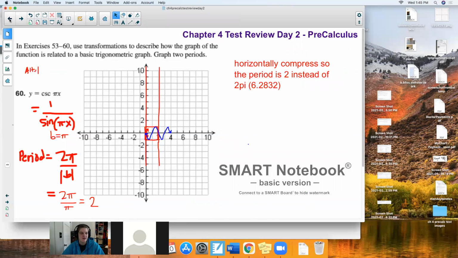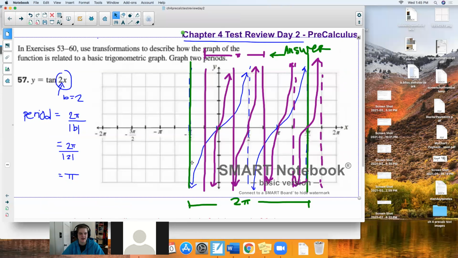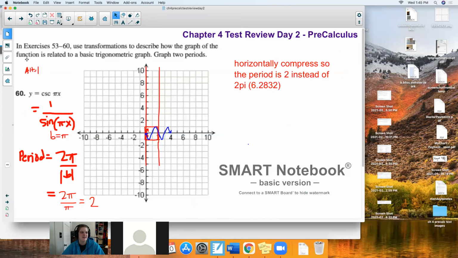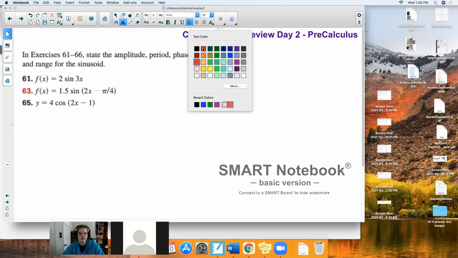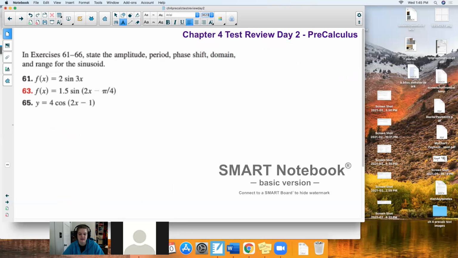Okay. So the idea, of course, in this is that you would actually be writing number 57 and you would have your graph, and then you'd write number 60, have your graph and description, so that you could turn that in when we are done with this. All right, so, yep, all right. State the amplitude, period, phase shift, domain, and range for each. Wow, that's a lot of things. Okay. So I'm gonna type that because that's a lot of things.